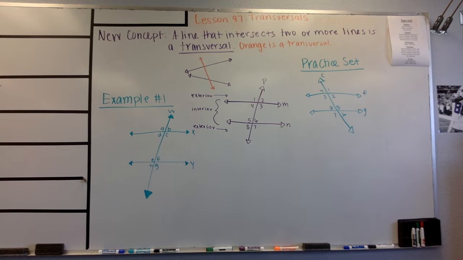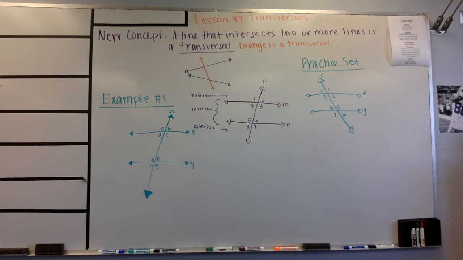All right, this is lesson 97, transversals. Our new concept is a line that intersects two or more lines is called a transversal. If we look at the little purple lines that are going at an angle, the orange is our transversal. You can see that it intersects both of them. It can intersect in any different way. That is the first way that it could intersect. All right, that is really super easy.